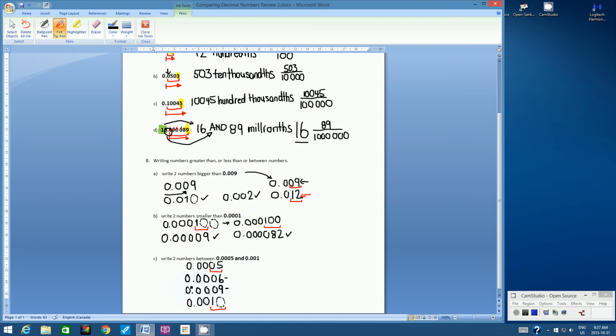See how lining up your place value columns is very important? All right, so these two numbers here, 0.0006 and 0.0009 are between 0.0005 and 0.001.